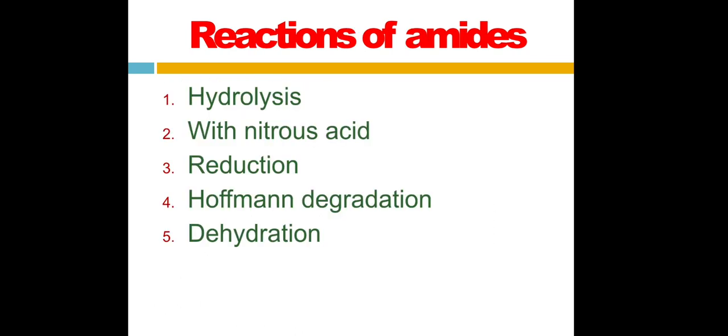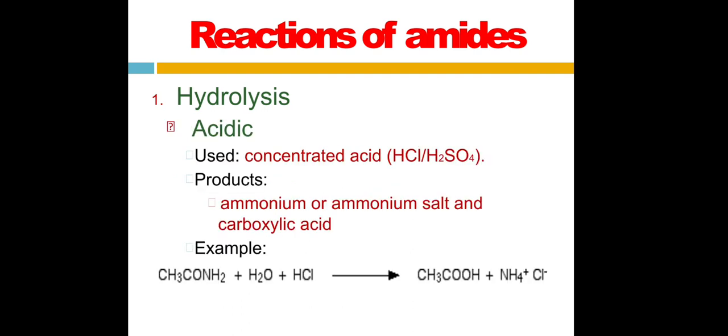Reactions of amides. There are 5 reactions of amides: hydrolysis, reaction with nitrous acid, reduction, Hofmann degradation, and dehydration. First is hydrolysis. Acidic hydrolysis uses concentrated acid, HCl or H2SO4. Its products are ammonium or an ammonium salt and a carboxylic acid.